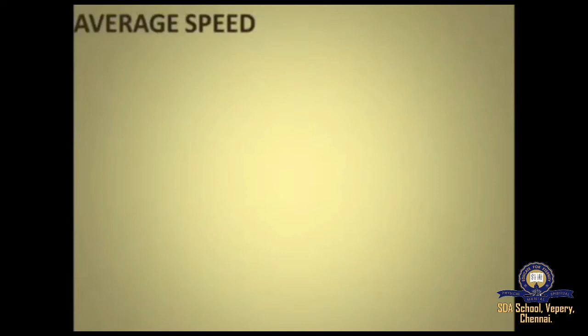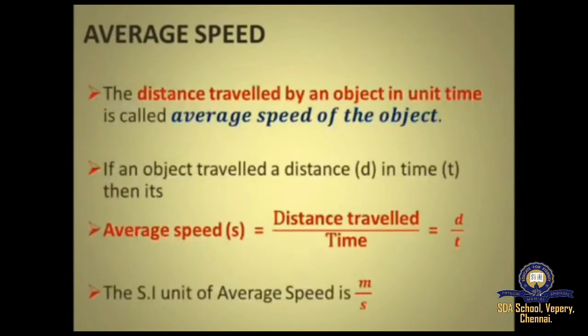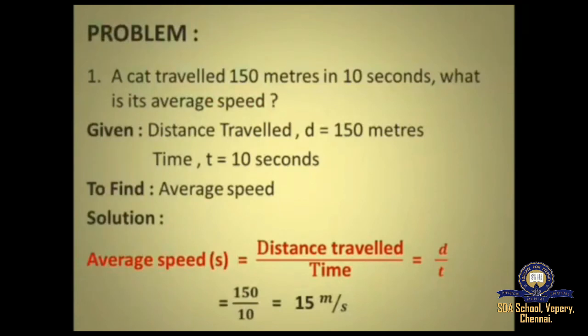And next we moved on to the average speed. So what is an average speed? It is the distance traveled by an object in unit time. So the formula for average speed is distance traveled by time taken, and it is denoted by d by t. And what is the SI unit of average speed? Meter per second. And next we saw a problem on how to find the average speed.